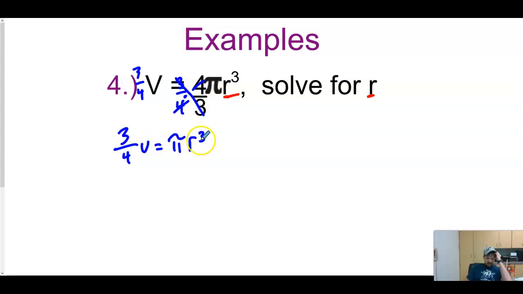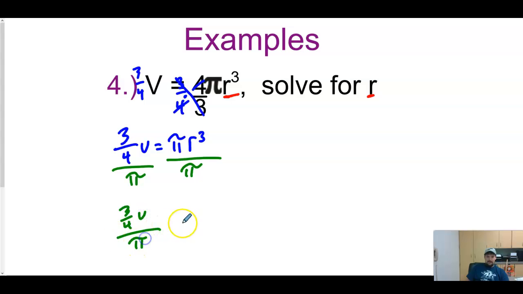I'm still trying to get r by itself. So now I'm going to go ahead and divide by my pi to get that away from the r. So I have 3/4 v divided by pi equals r cubed. Those pi's didn't disappear, they turned into one. Anyway, it's r by itself.